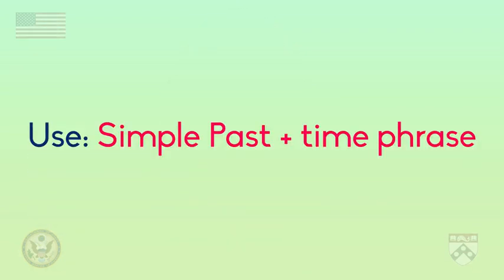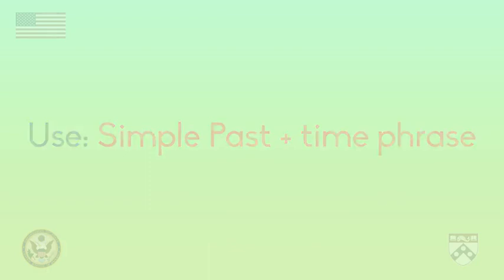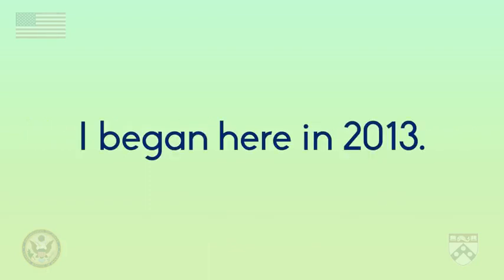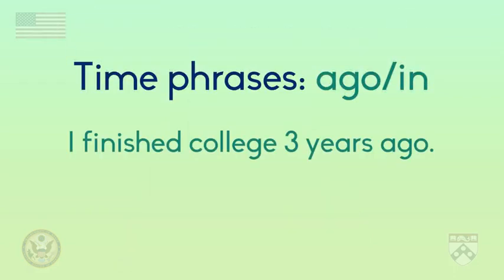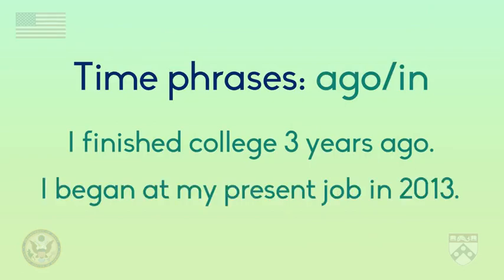We usually use the simple past with a time phrase. Do you know what the time phrase is in this sentence? I began here in 2013. That's right, in 2013. Other examples of popular time phrases used with the simple past are ago, as in, I finished college 3 years ago. I began at my present job in 2013.